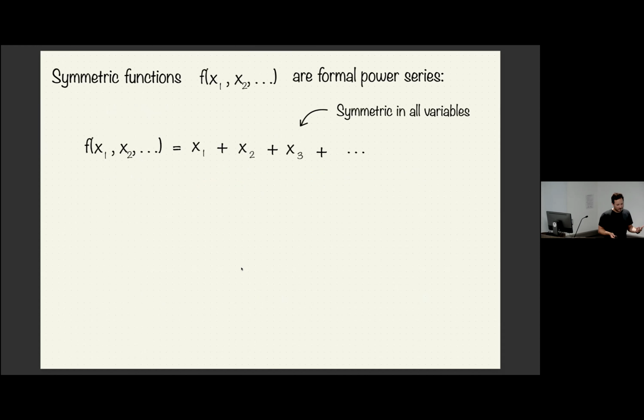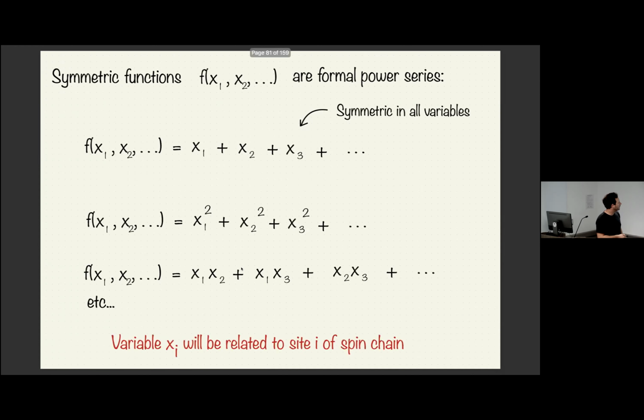A symmetric function is a formal power series. Consider an infinite set of variables, x1 through x infinity. It's a formal thing. A symmetric function is a function of fixed degree which is completely symmetric under permutations of all the variables. So that's a symmetric function. This is a symmetric function of degree 2, and this is also a symmetric function of degree 2. The connection to spin chains will come through each one of these variables xi being associated to one of the sites of the chain.